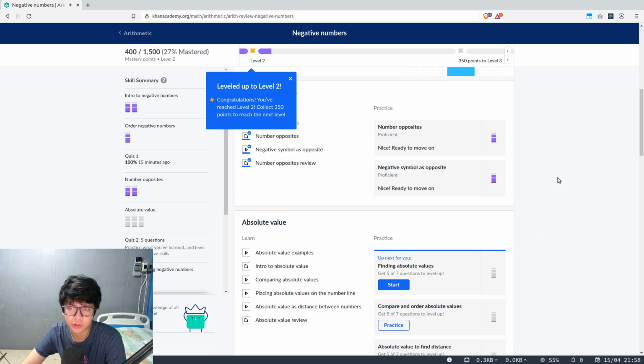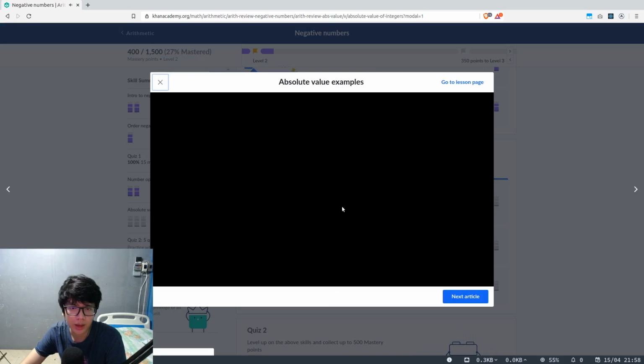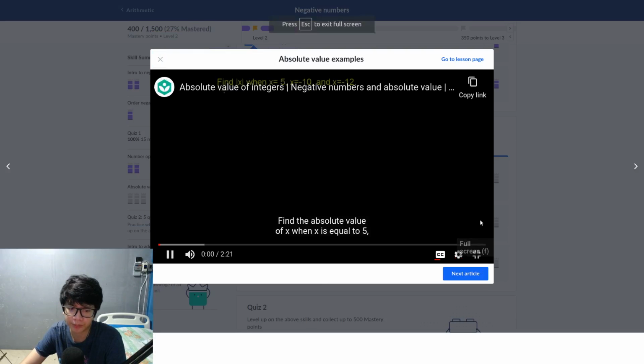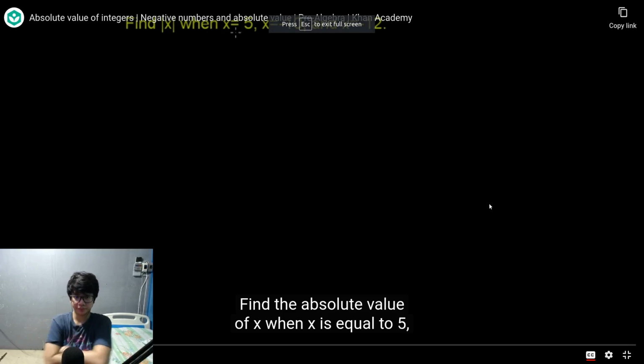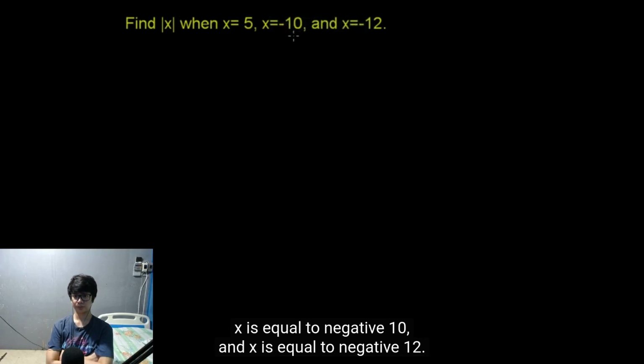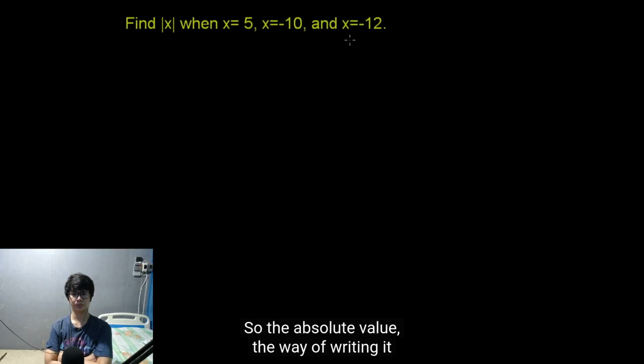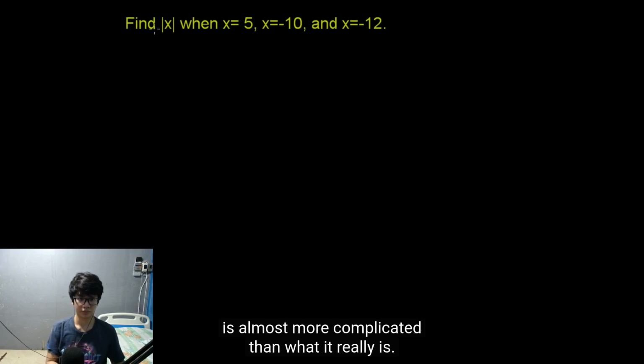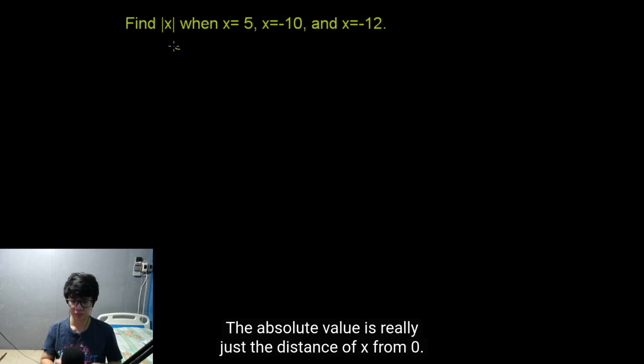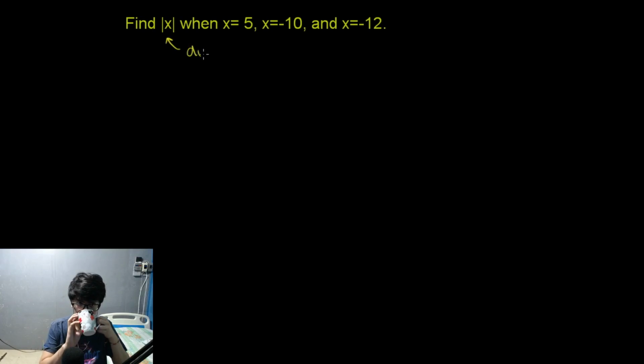Okay, cool. Proficient. Absolute value examples. Find the absolute value of x when x is equal to 5, x is equal to negative 10, and x is equal to negative 12. So the way of writing absolute value is almost more complicated than what it really is. The absolute value is really just the distance of x from 0.